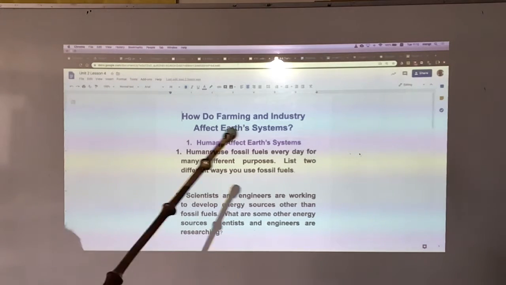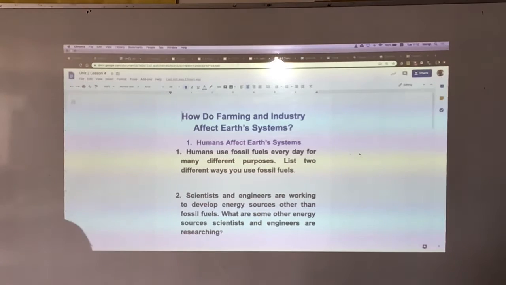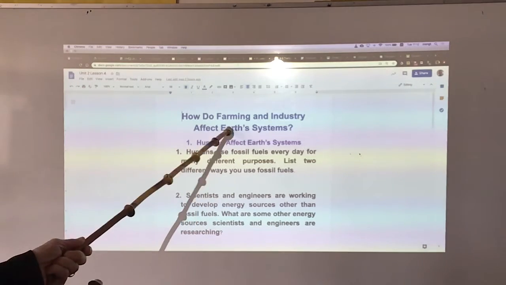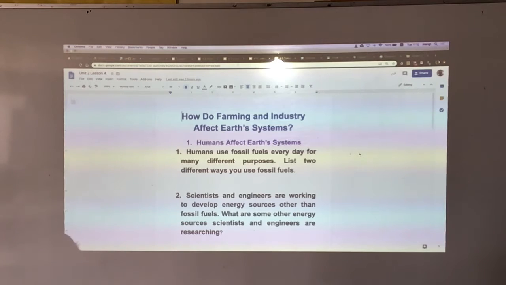But this thing here, everybody can type in here. Everybody has their own copy. I've already sent it through Google Classroom. Let me know if you don't get it. Anyway, let's look at it. How do farming and industry affect Earth systems?